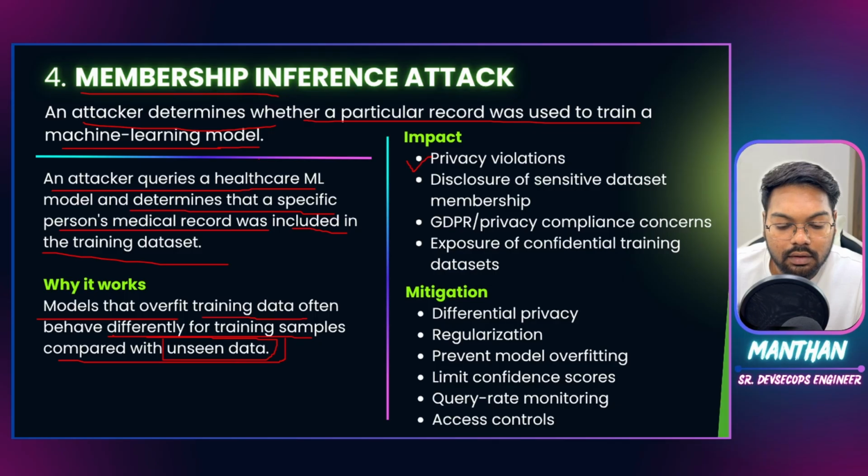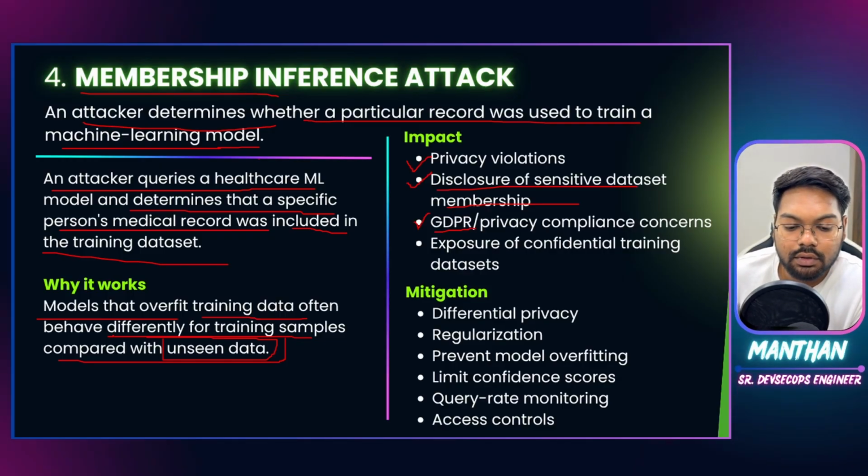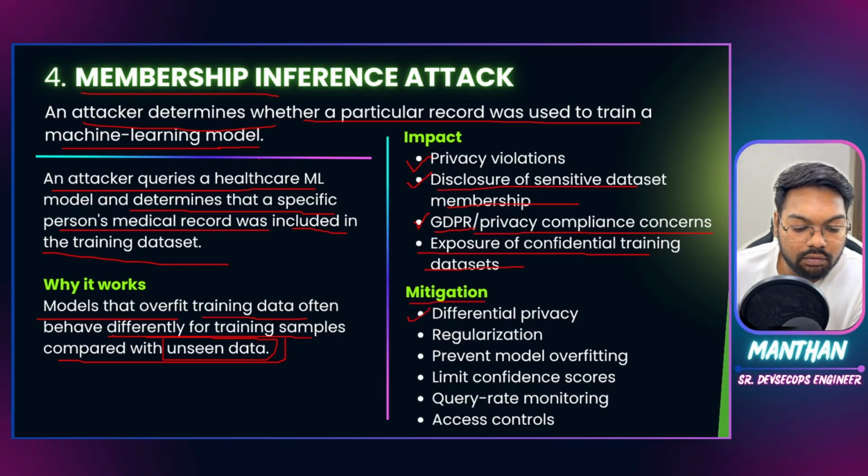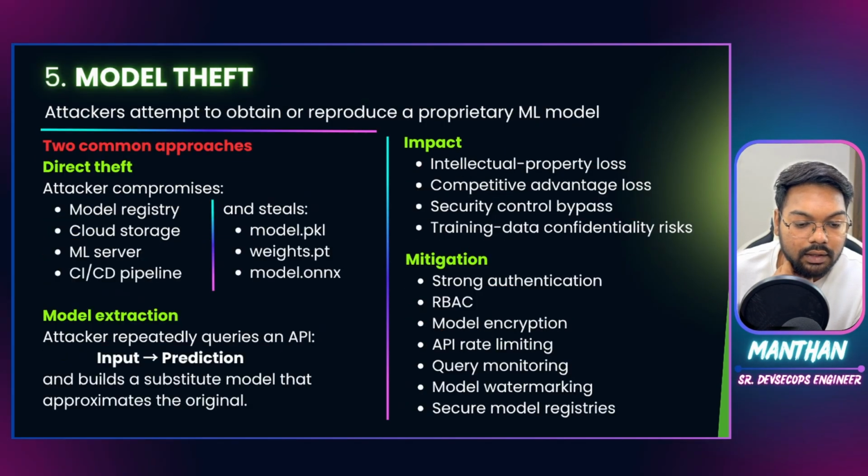So then what it does is, potential impact is privacy violations, disclosure of sensitive data set membership, then GDPR, which is the General Data Protection Regulation, then privacy and compliance concerns, then exposure of confidential training data set is what could occur due to this thing. Then what can we do to mitigate it? Again, differential privacy, regularization to prevent model overfitting to customer data, then limiting confidence scores, query rate monitoring, and then access control to different models and datasets.